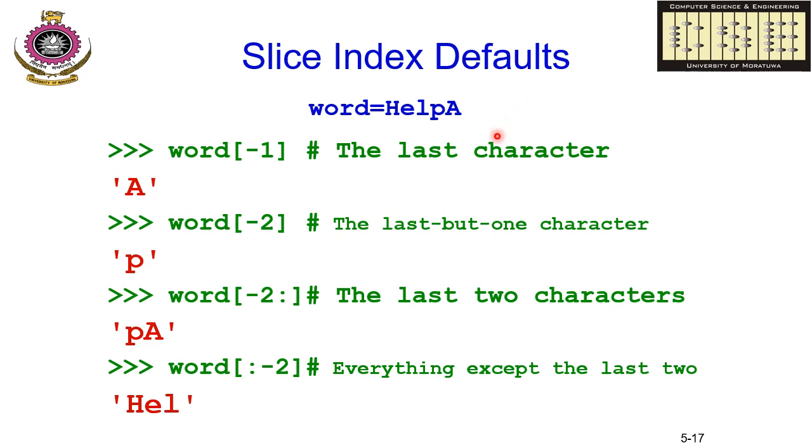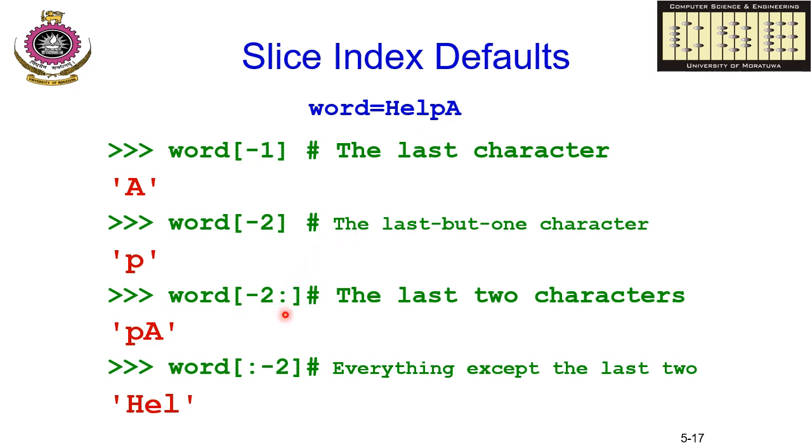Moving forward with information and examples on slicing and accessing elements inside strings. We have the same example. The word is Help A. We can also use negative indices. When you say -1, it refers to the character at the last index. So it will return capital A in this case. And when you go -2, the last but one character, that means the previous character, that will be P, simple P.